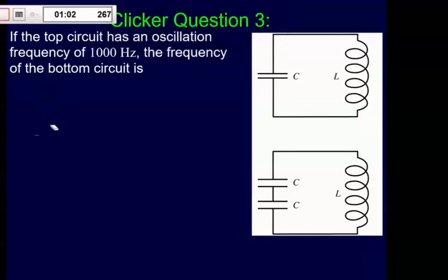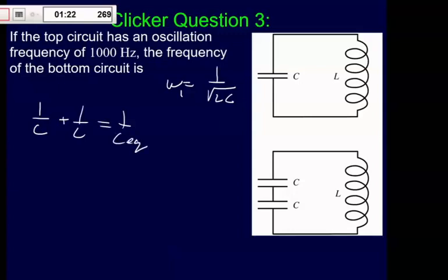The way I would think about this is, in the top circuit, it's 1,000. So we know that omega is equal to 1 over radical LC, and that's in the first case. Now, in the second case, how does the capacitance change? We got two capacitors in series. And so if I'm doing two capacitors in series, I'm going to take the equivalent capacitance like this, and this is one that we did a lot. When you got two identical capacitors in series, just like if you have two resistors in parallel, the equivalent becomes C divided by 2.